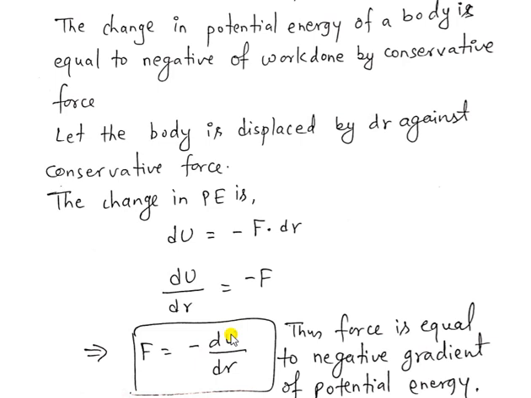Sometimes you may encounter, in this case, a potential gradient, an electric potential gradient, whatsoever. Always keep in mind that if there is the word gradient, it implies the rate of change of that quantity with respect to the distance. So here dU divided by dr represents the gradient of the potential energy, and as you have clearly seen here, force is equal to the negative of this gradient.